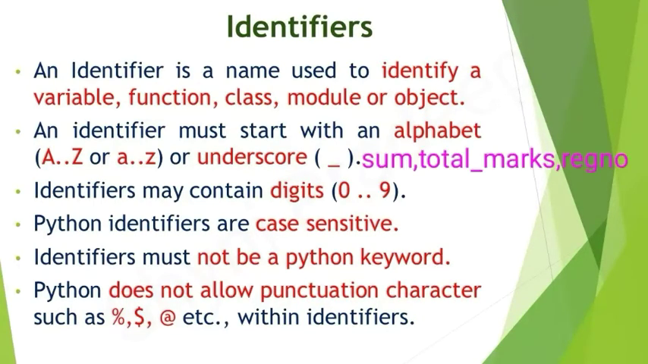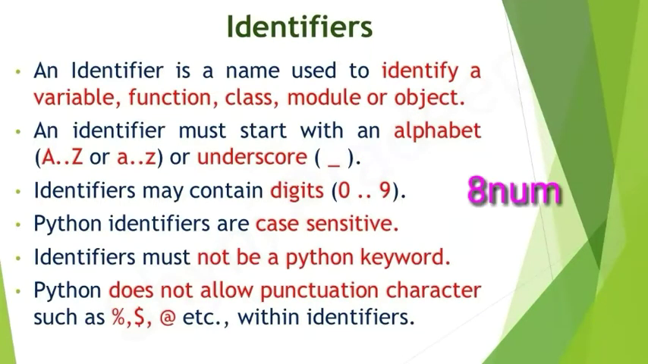For example, sum, total underscore marks, register number. You can give the identifier name like this. But it should not start with numbers, which means 8num. It is wrong. And next point, Python identifiers are case sensitive.